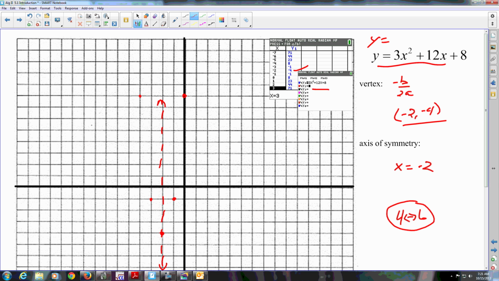Okay, now your curve, your parabola, should look curved. It shouldn't go point, point. That's the absolute value graph.